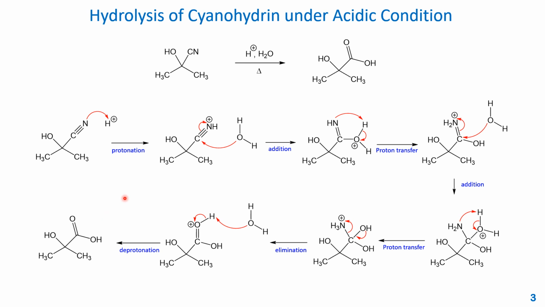Okay, so this is the arrow pushing mechanism of the hydrolysis of cyanohydrin. It's pretty long, and if you have any questions, just let me know. Okay, good luck.